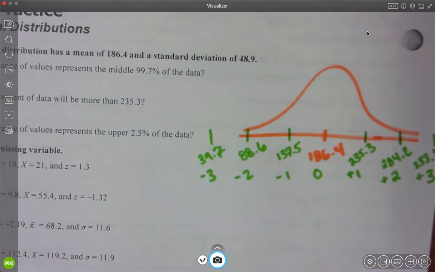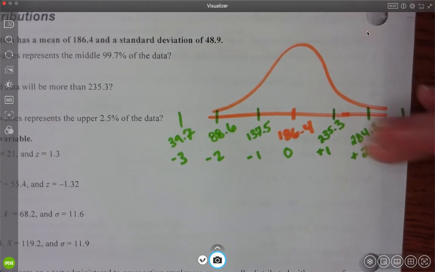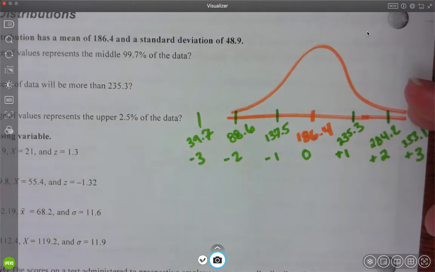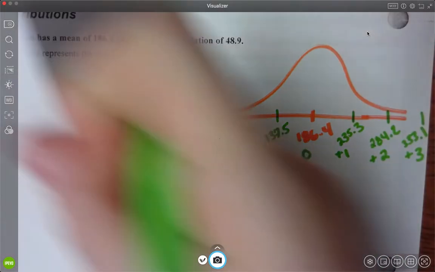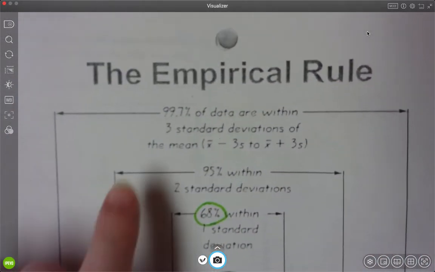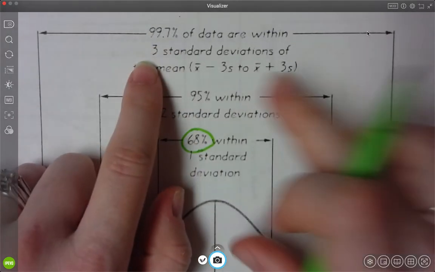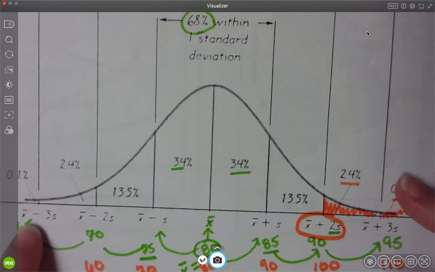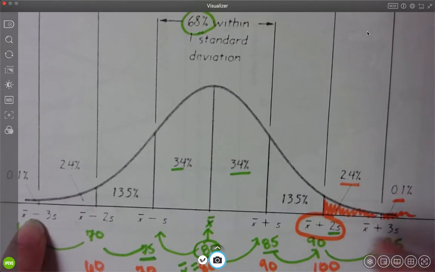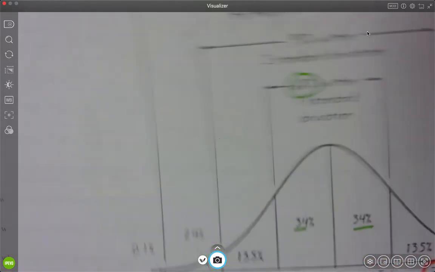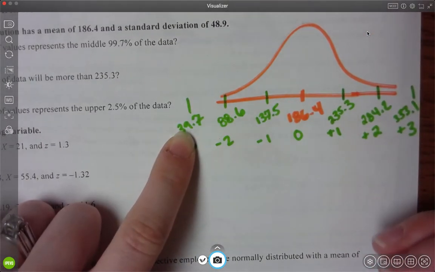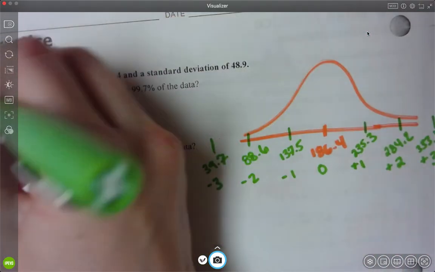Then it's going to ask us some questions. I've got this drawn over here. It says, what range of values represents the middle 99.7%? The middle 99.7% is within 3 standard deviations. So if I go out and go down, that means everything between -3 and +3. What numbers do those correspond to? The -3 number is 39.7. The +3 number is 333.1. So that's my data range. It says, what range?